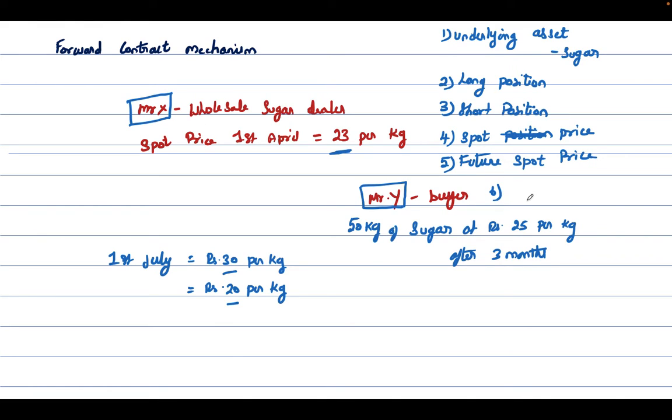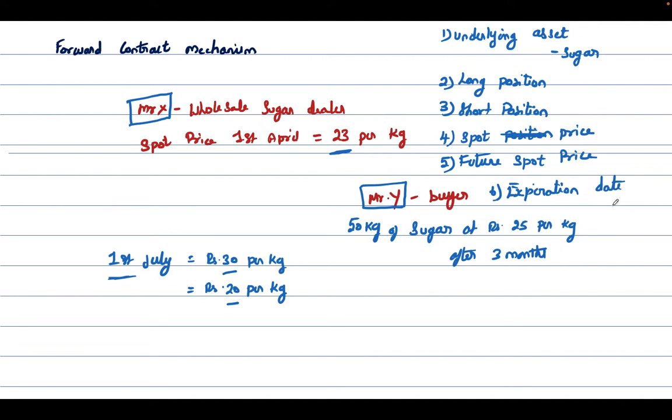Sixth, expiration date. This is the expiration date. When they are going to enter into the contract on 1st April, if it is for 3 months, then it is going to be 1st July. So that is called the expiration date, the date on which the forward contract expires. It is also called the maturity date.